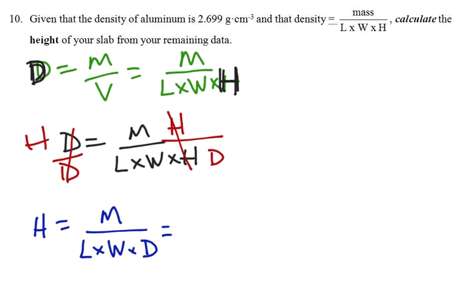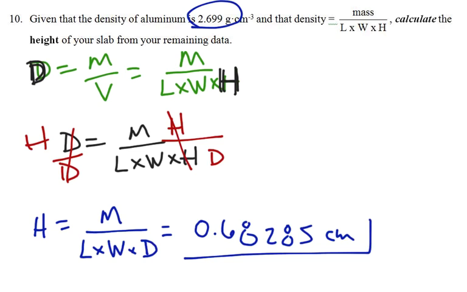Now you could go back and put all these numbers in. The mass was the 35 number we had before, the length off the original number, the width off the original number, and the density 2.699. So when I get all done doing that, I get a value of 0.68285 centimeters for my height. Now I'd measure that as 0.68, but here you can see I'm off a little bit, and that's what's going to throw off my answer.